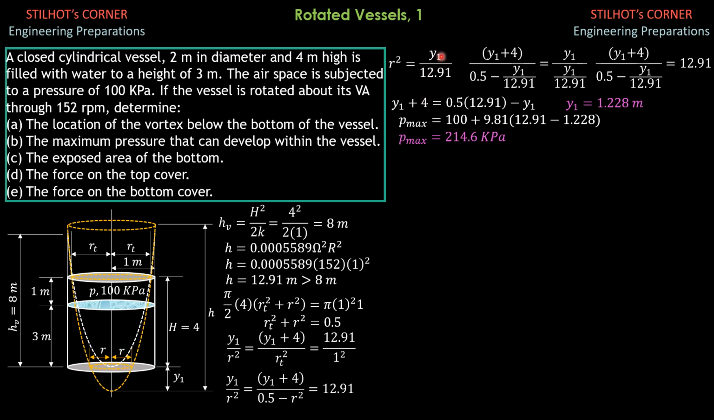The exposed area of the bottom is the area of the circle here, pi r squared, and since r squared is y1 over 12.91, it is just pi times y1 over 12.91.